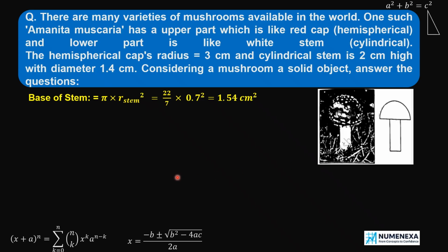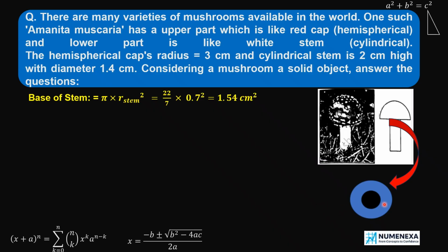Now to determine the area at the top, let's try to understand this. See, this outer circle is the base of your hemisphere, and in this there is attached a cylinder. So this inner circle represents the area of the stem. However, this stem is attached to the hemisphere, so we just want this area, the one pictured in light blue.